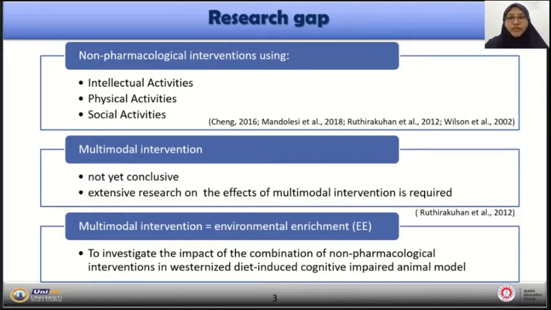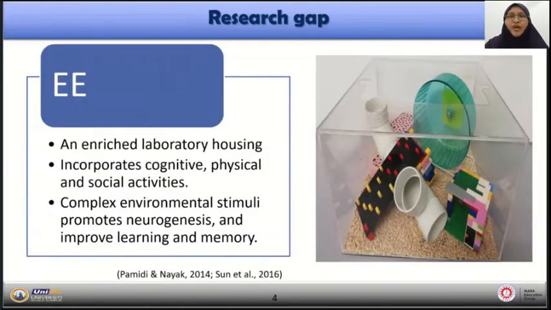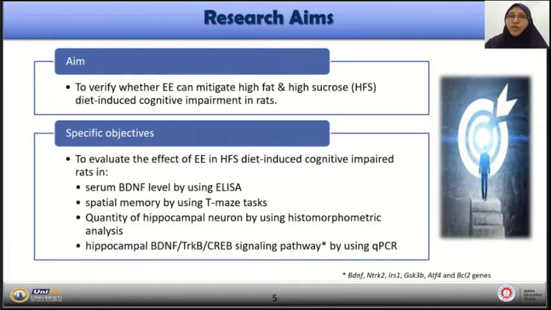Thus, we want to investigate the impact of this multimodal intervention in a cognitive impairment animal model using a paradigm called environmental enrichment, or EE. So, EE refers to a laboratory housing procedure consisting of a broad living area at least twice the standard cage size and various stimulators that trigger cognitive, physical, and social activities. Studies showed that EE promotes neurogenesis and improves learning and memory. In general, we want to verify whether EE can mitigate high-fat sucrose diet-induced cognitive impairment in rats.